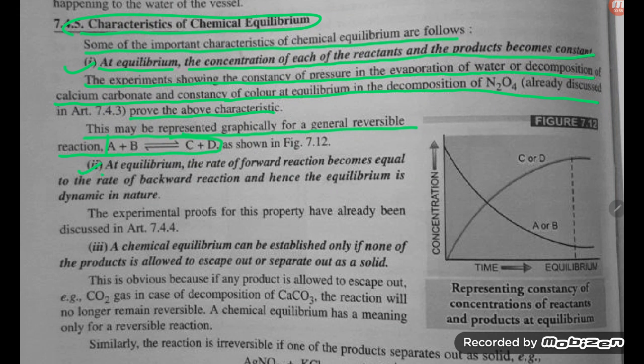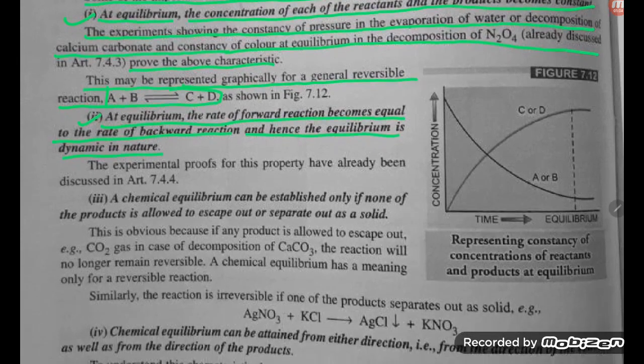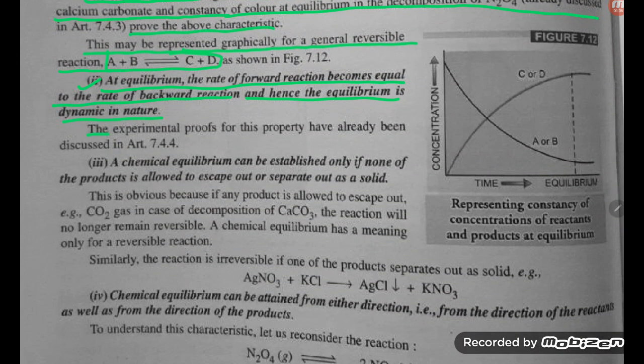Second point: at equilibrium, the rate of forward reaction becomes equal to the rate of backward reaction, and hence the equilibrium is dynamic in nature. The experimental proof for this property has already been discussed.